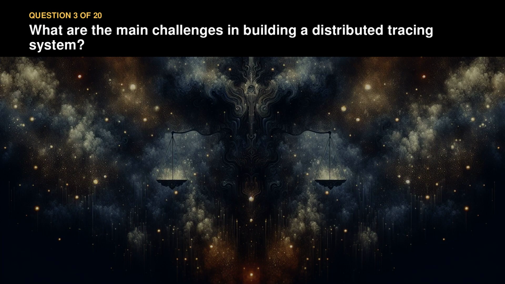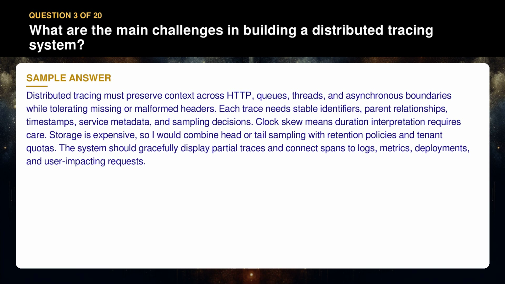Question 3. What are the main challenges in building a distributed tracing system? Distributed tracing must preserve context across HTTP, queues, threads, and asynchronous boundaries while tolerating missing or malformed headers. Each trace needs stable identifiers, parent relationships, timestamps, service metadata, and sampling decisions. Clock skew means duration interpretation requires care.